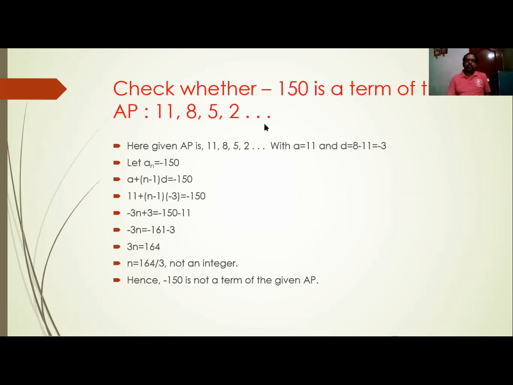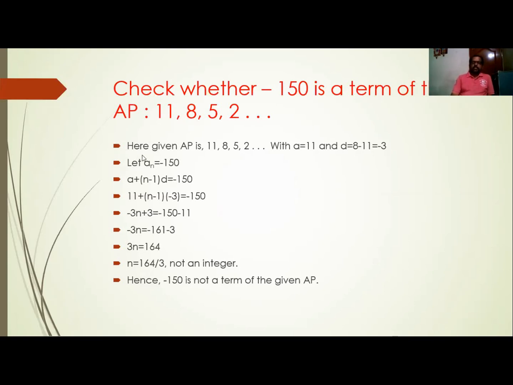How can we check whether the given number is a term of the AP or not? For that we consider that number as an and find the value of n. Finally, if the value of n is a positive integer, then only can we say that this is a term of the given AP. Otherwise, if the value of n is in fractional form, then since the number of terms can never be fractional, we can say that it is not a term of the given AP.